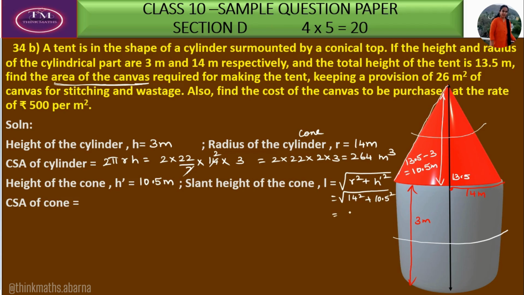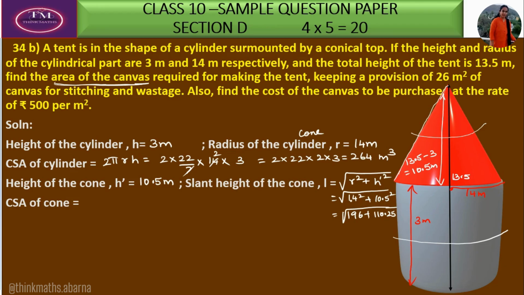So what is 14 square? 14 square is 196, and 10.5 square is 110.25. Just square 5, which is 25, write 25, put the decimal and multiply with the next number. 10 into 11, it is 110. So this is the answer for 10.5 square.